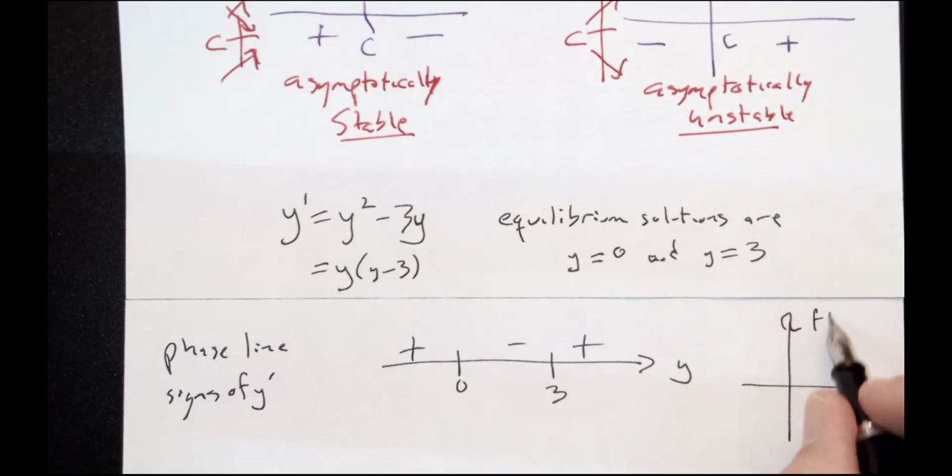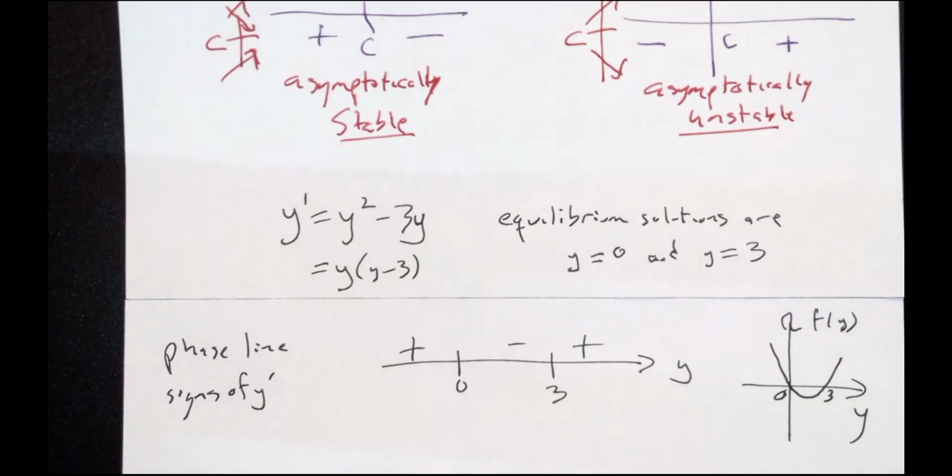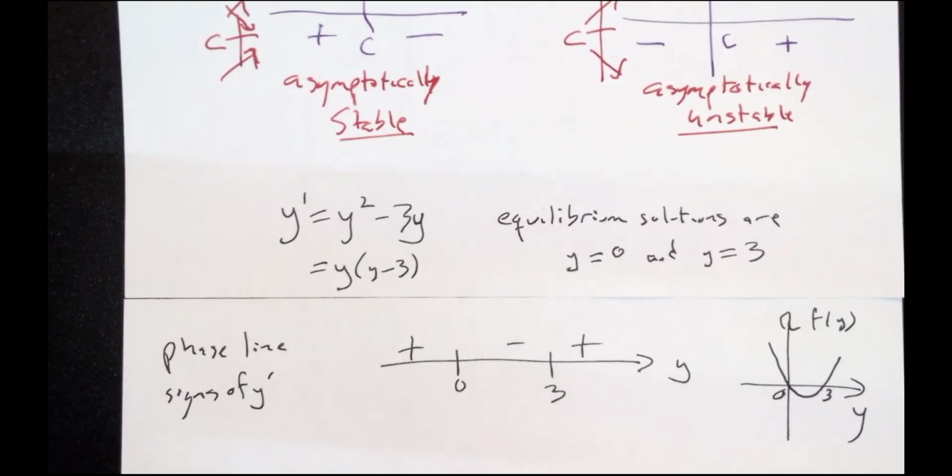y, f of y, 0, 3. Plus, minus, plus. Now you absolutely could plug stuff in. That's fine. But now that you have plus, minus, plus, you can also draw those arrows. We're going up here. We're going down here. We're going up here.